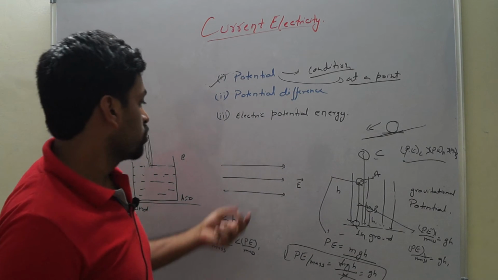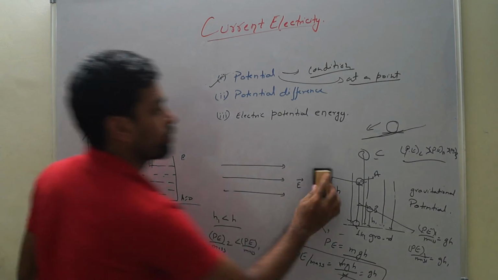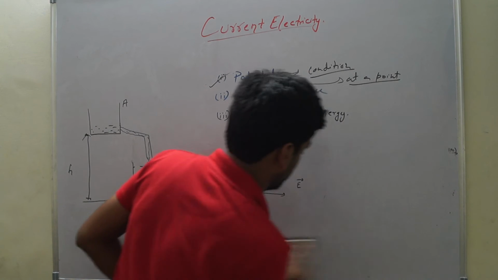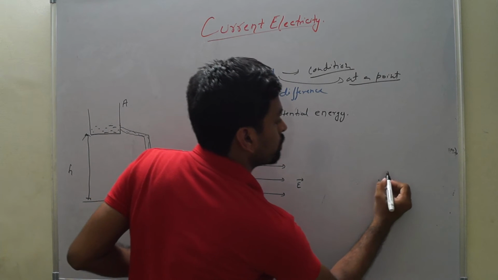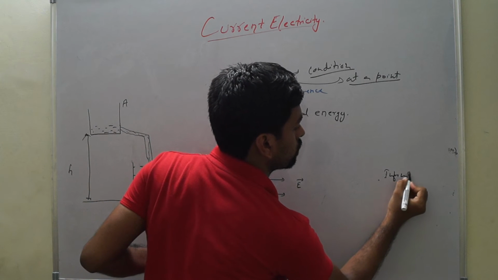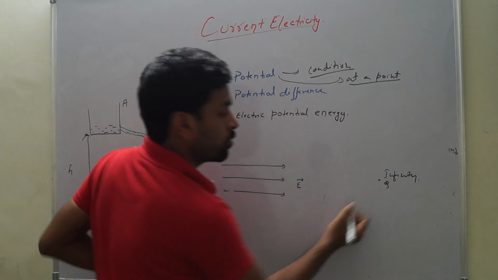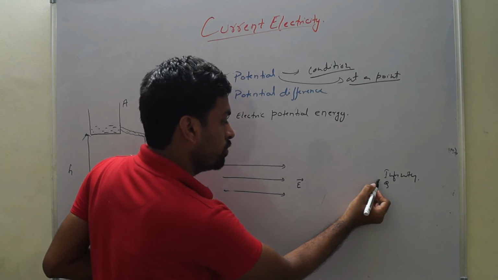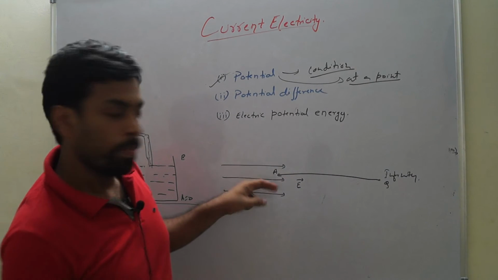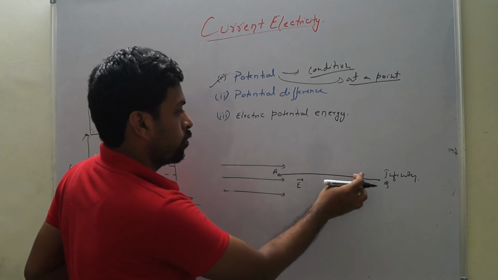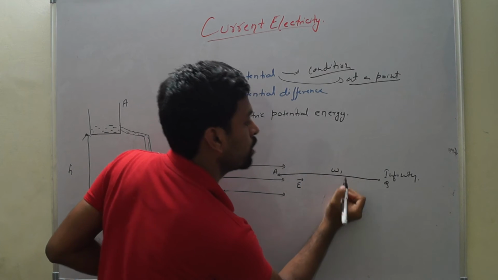Similar is the case in terms of electric field. Suppose we have a charge Q placed at infinity, and we are going to bring this charge from infinity to some point, say A, in this electric field. So we are going to bring this charge Q from infinity to a point A. Obviously we have to do some work. Let us say work done is W1.